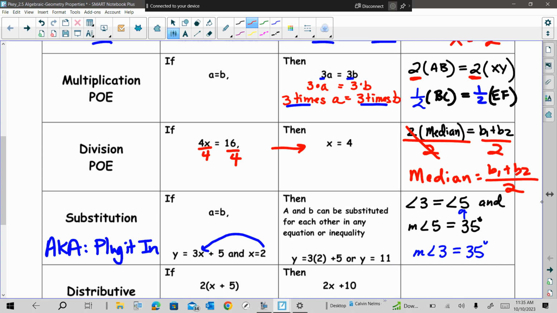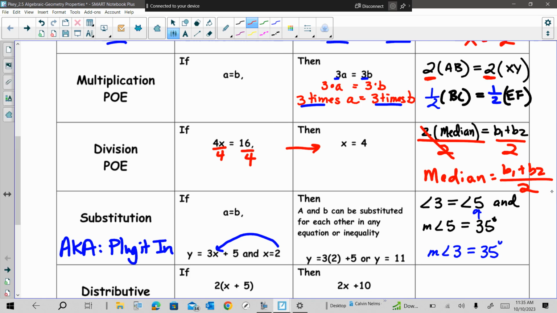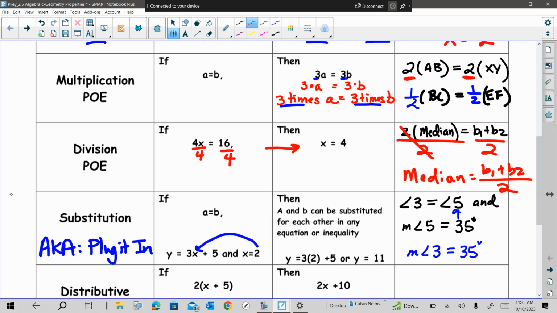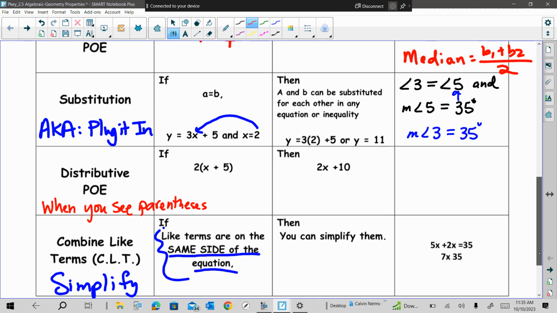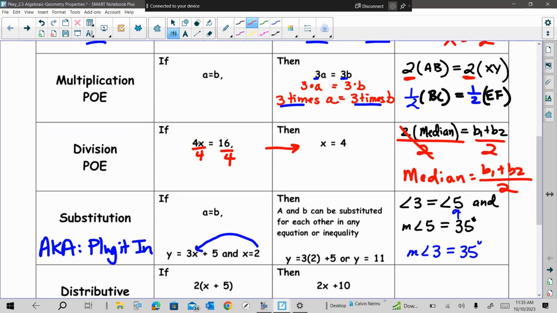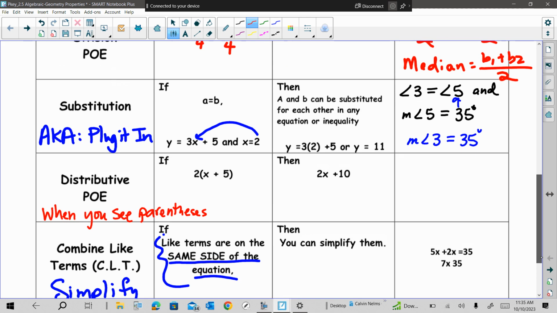Now, last year, you did substitution by plugging it in. So to show substitution, we need to have these parentheses and a number inside. Because I tell you x equals 2, I'm just drawing an arrow to plug it back in.